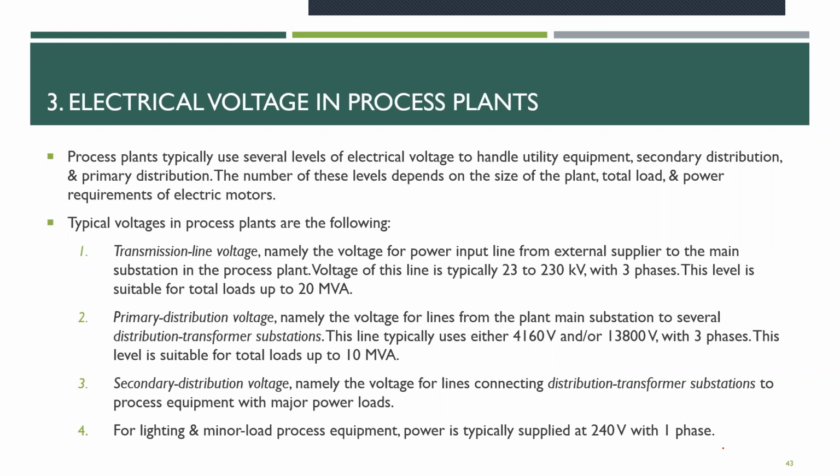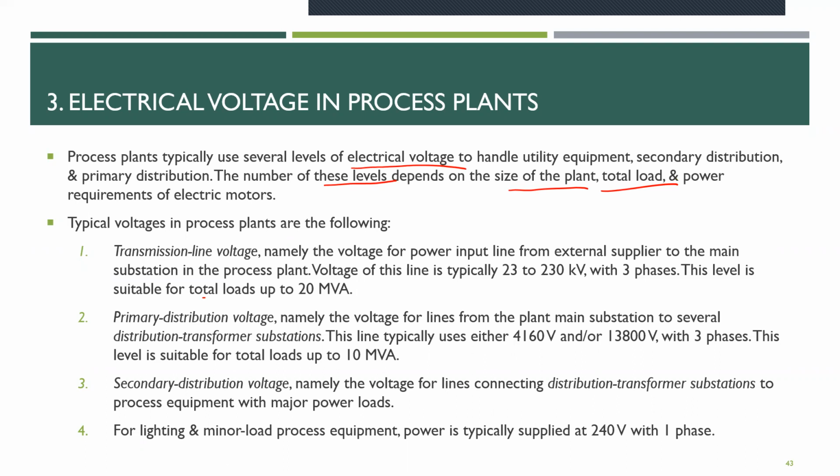So the process plants typically use several levels of electrical voltage in order to handle the utility equipment, secondary distribution, as well as primary distribution. The number of these levels depends on the size of the plant, the total load, as well as the power requirements of the electric motors. So there are classifications of the typical voltage in process plants, and it depends on the total loads.